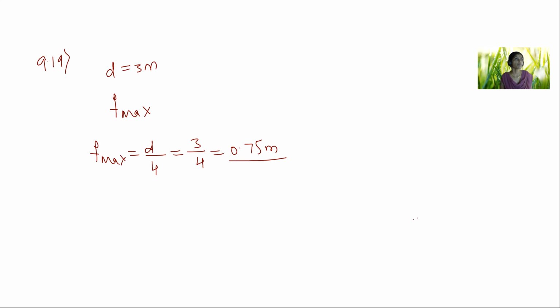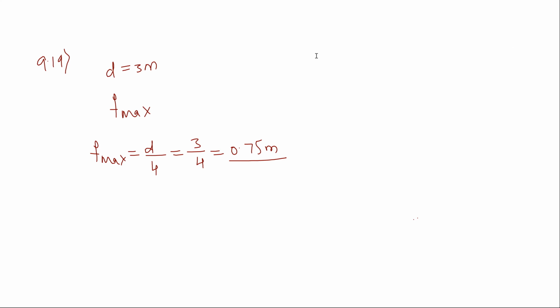Hence for the required purpose the maximum focal length of the convex lens is 0.75 meter. So here it is very easy. F maximum is equal to d divided by 4. D value 3 is given, just substitute 3 by 4. After simplification we got 0.75 meter. This is the solution for 9.19. And let us see the next one, 9.20.